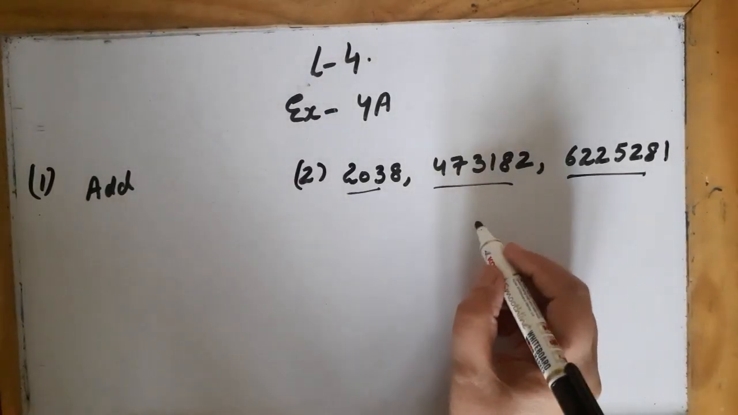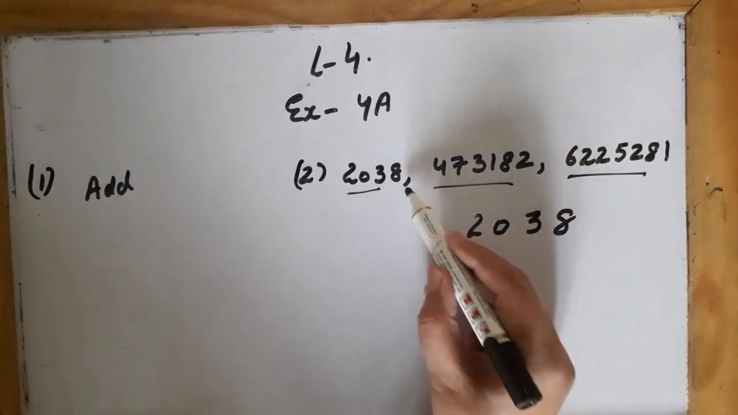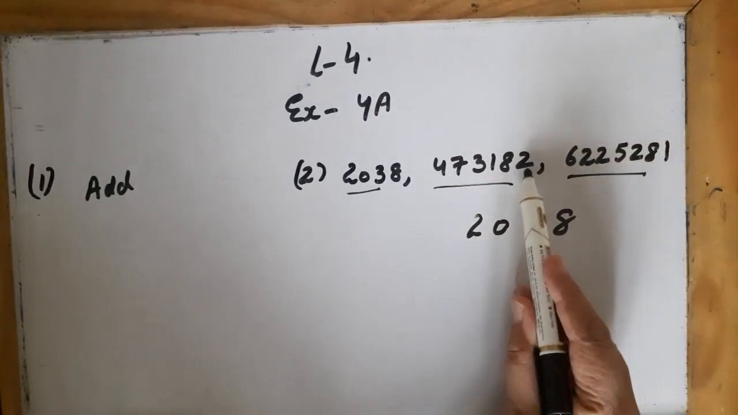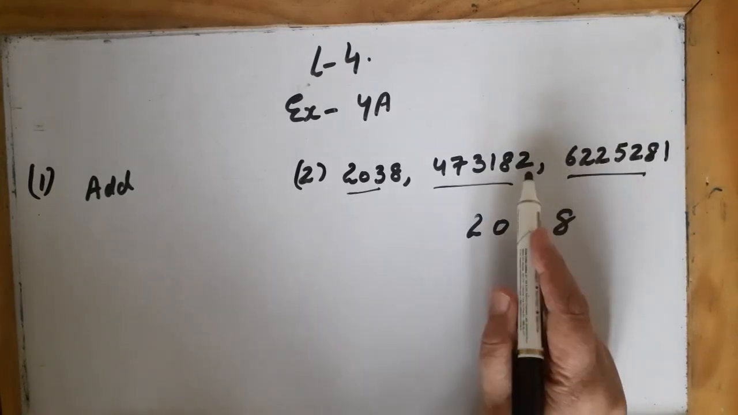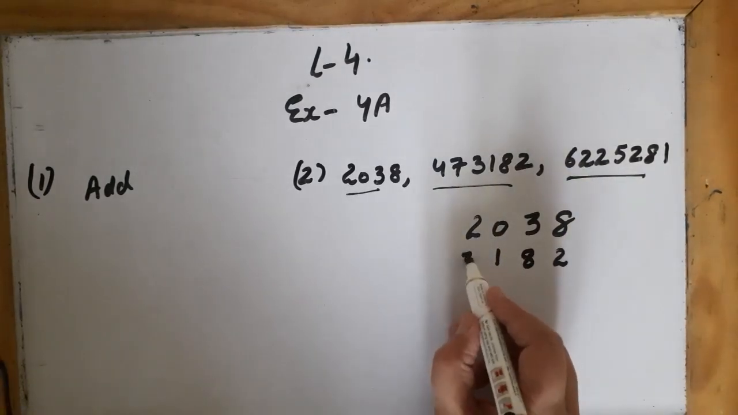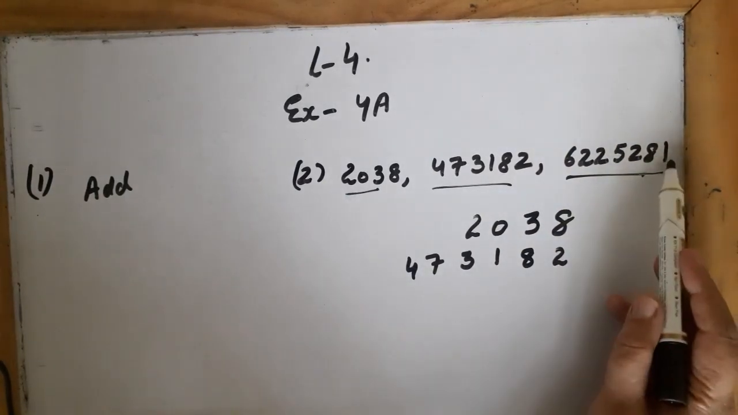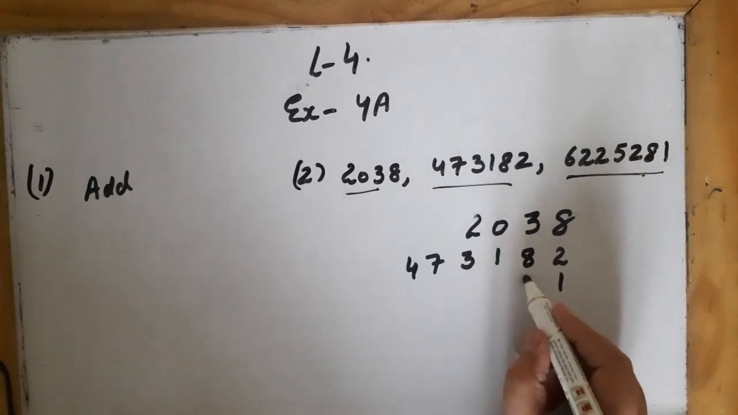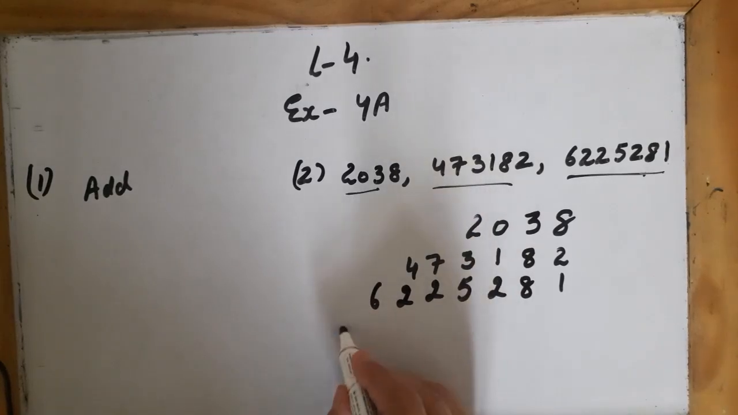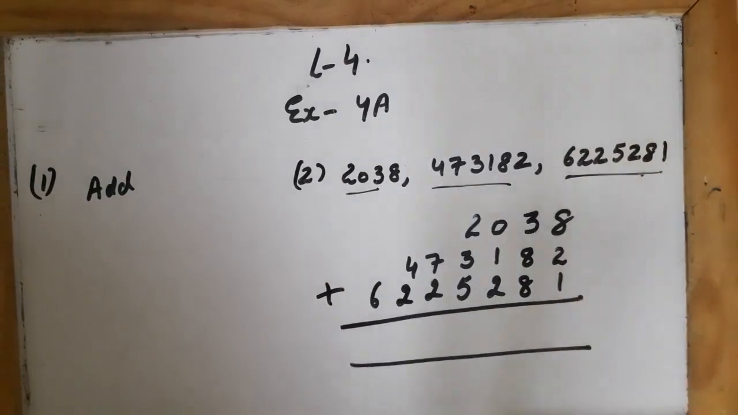Now what you have to do is to arrange in columns, you write the numbers like this. 2038 is the first number. Now for the second number you have to write below this, but you start from the last digit, the ones place under the ones place. 2, 8, 1, 3, 7 and 4. Now for the last number, I'll start from 1, 1, 8, 2, 5, 2, 2, 6. This is how you arrange them in columns, and now you can add them.